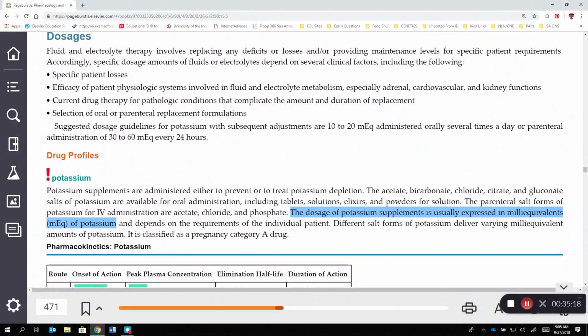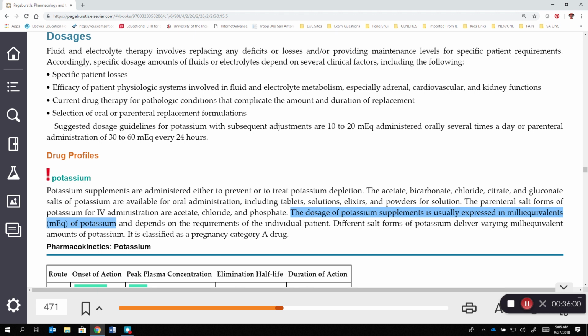What kind of doses are we talking about with potassium or with fluids and electrolytes? It's going to be very patient specific and situation specific. It depends on how much loss the patient has of fluid or electrolytes, the cause of the losses, how efficacious the patient's own physiologic systems are, what other underlying illnesses they may have, what other types of drugs they may be taking that can complicate everything. And then from there we can select oral or IV parenteral replacement formulations. So there's no way for me to tell you that this is the usual dose of something.